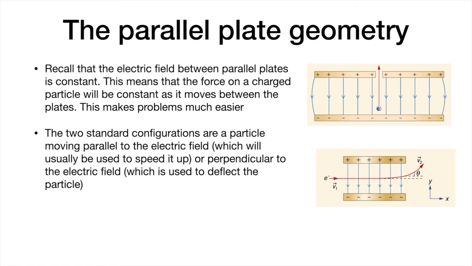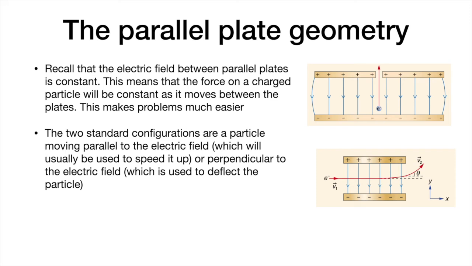The second geometry is this one. In this case, I have the two plates, again parallel, drawn the same way. The field lines are drawn the same way from the positive plate to the negative plate. But the electron is traveling parallel to the plates, right? It's traveling between them, but it still experiences that force.